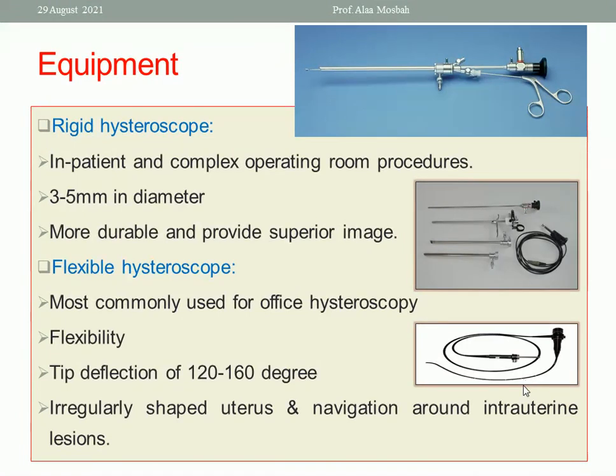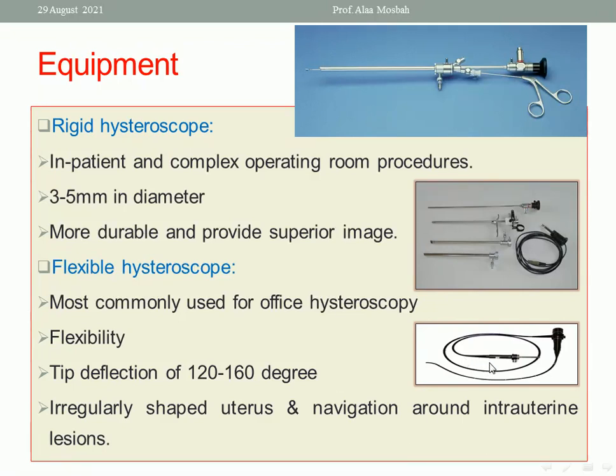This is the rigid hysteroscope, as you see in the picture, used in patient and in complex operating room procedures, 3 to 5 millimeter in diameter, more durable and provides superior image.